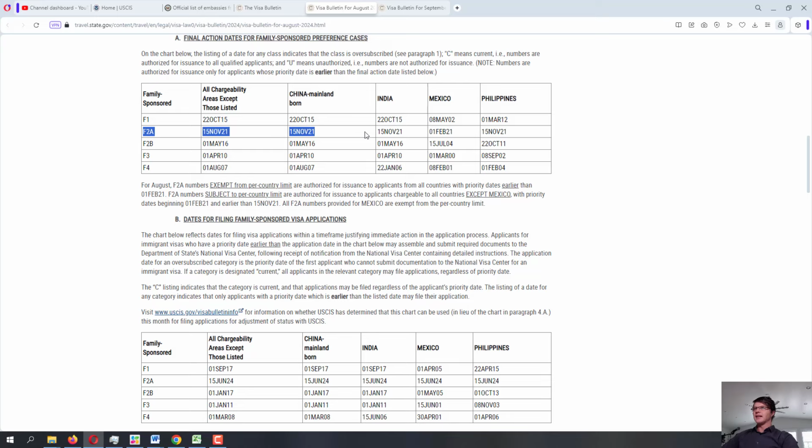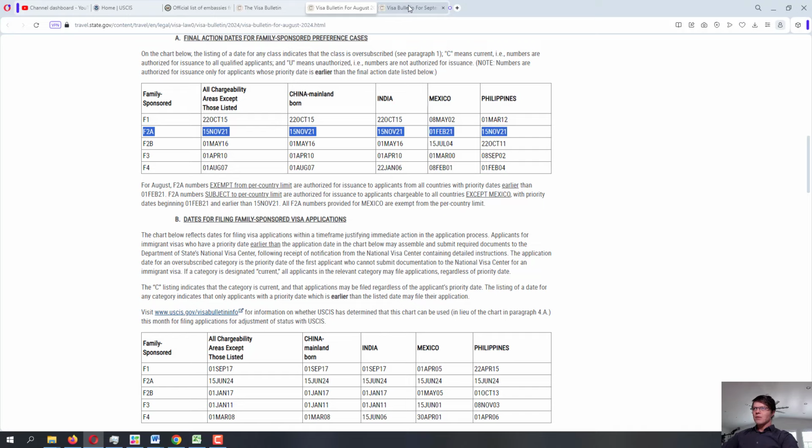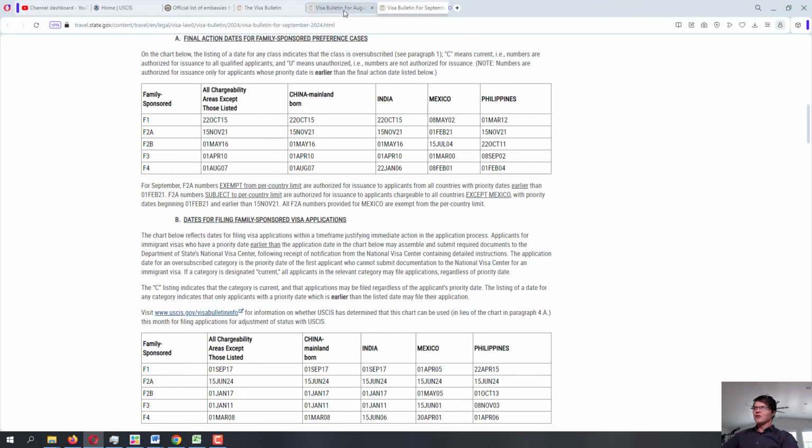All right, let's highlight the F2A. This is August 2024. So F2A in August, currently we're in August, it's on 15th November 2021. Let's see September. No movement for all chargeability, no movement for China, no movement for India, for Mexico no movement, and for Philippines no movement. Wow, that is not looking good.